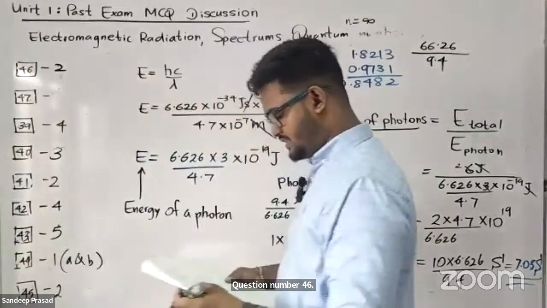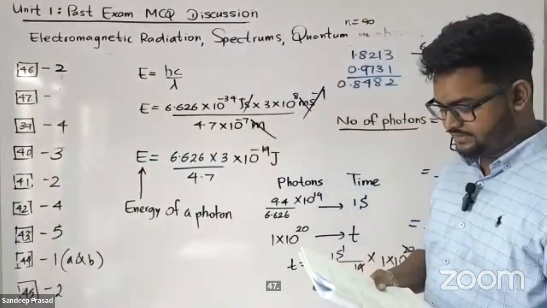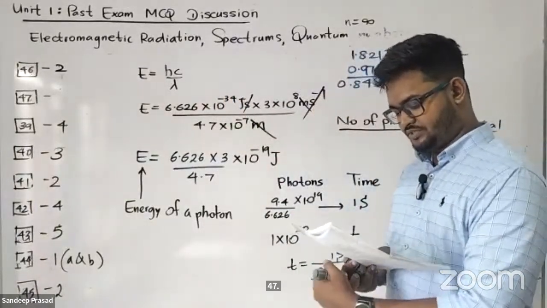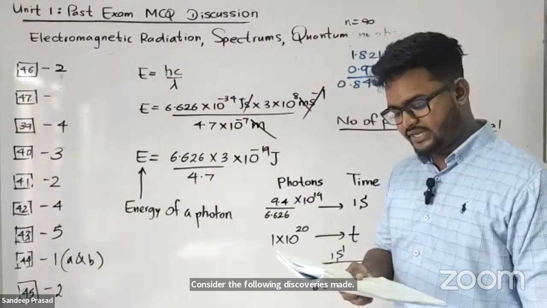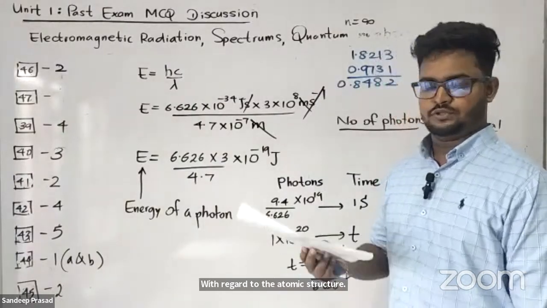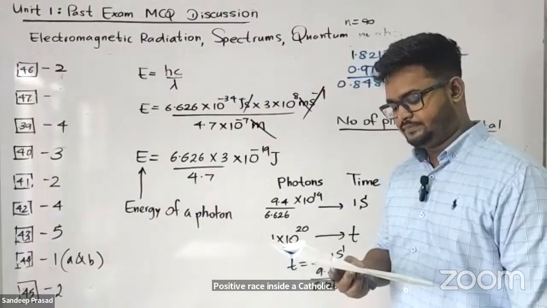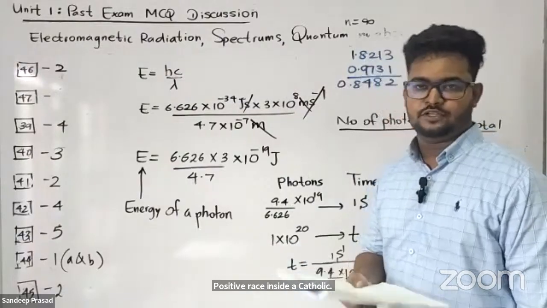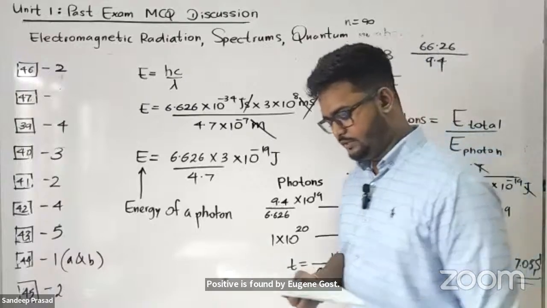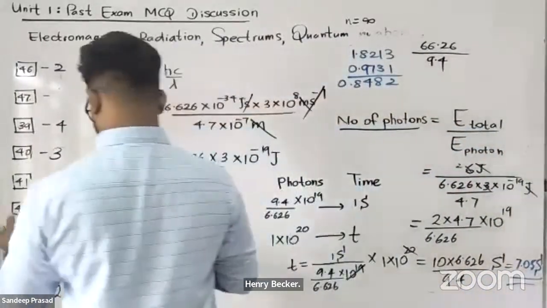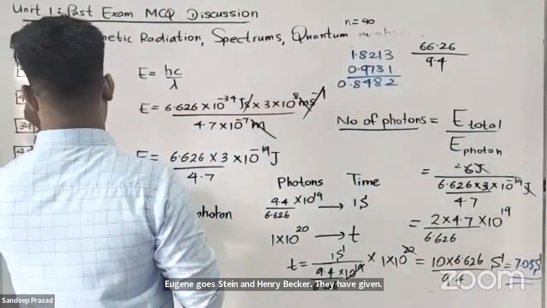47. Consider the following discoveries made with regard to the atomic structure. Positive rays inside a cathode ray tube. Positive rays found by Eugene Goldstein. Radioactivity, certain types of nuclei. Henry Becquerel. Eugene Goldstein and Henry Becquerel, they have given in number 5.